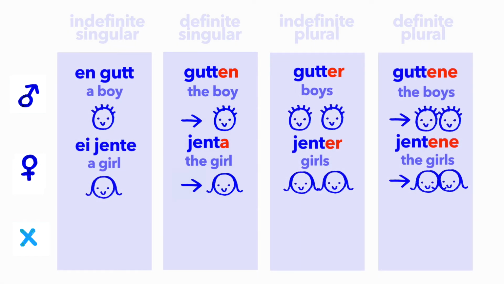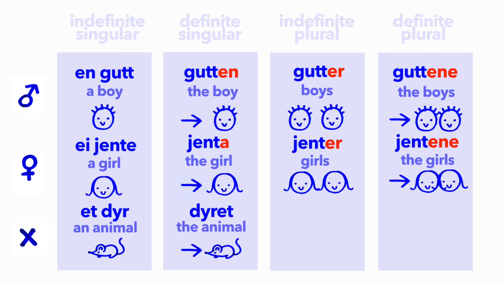And then we have intetkjønn. This is our little joker. Et dyr means an animal. A particular animal becomes dyret, the animal. You add et at the end of the word, but you pronounce it like e. Don't ask me why, just go with it. Again, the animal is dyret.